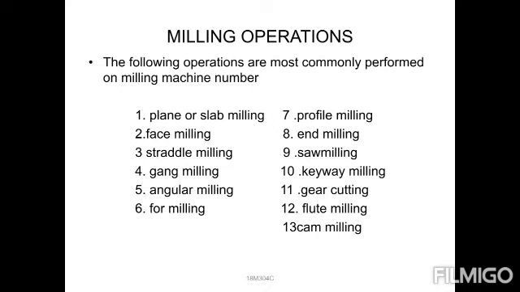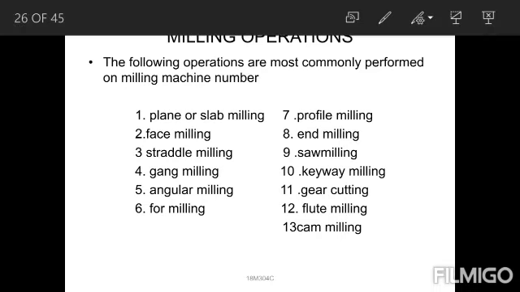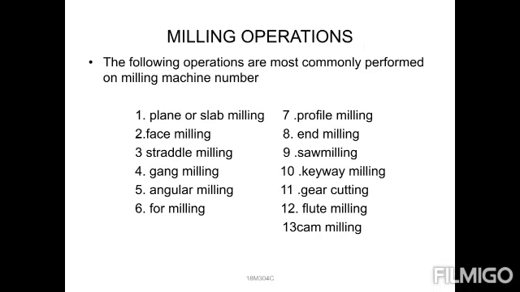Up to now we have discussed different types of milling cutters. Now, which types of milling operations can we perform? Nearly 13 to 14 types of operations we can perform. We will discuss these in the next topic, in the next class, as a continuation to the cutters. Now we have discussed milling operations.